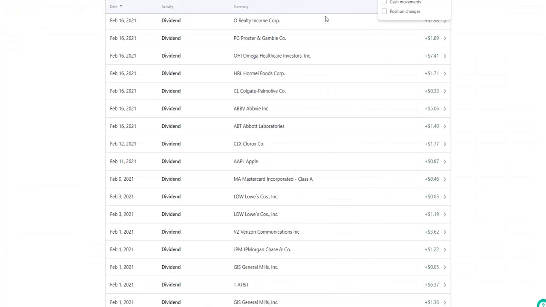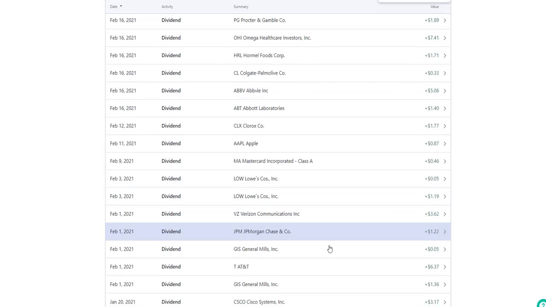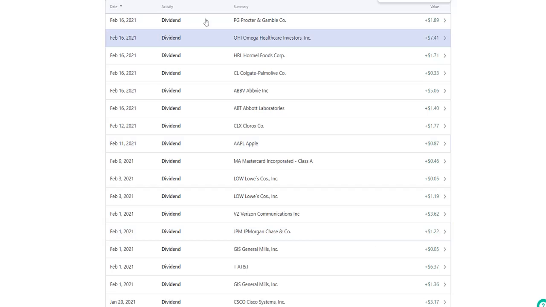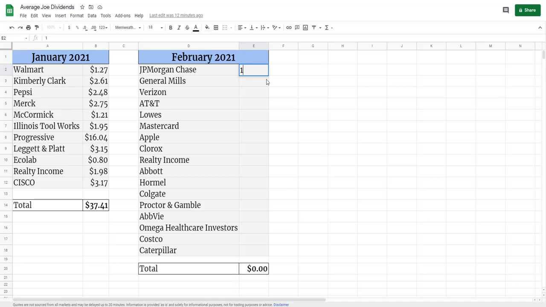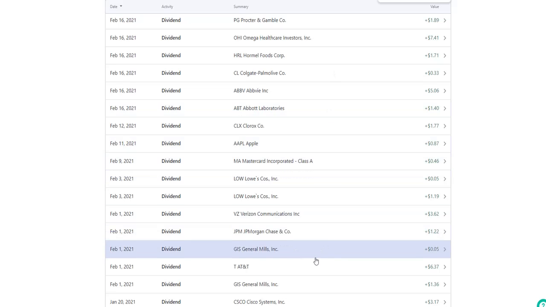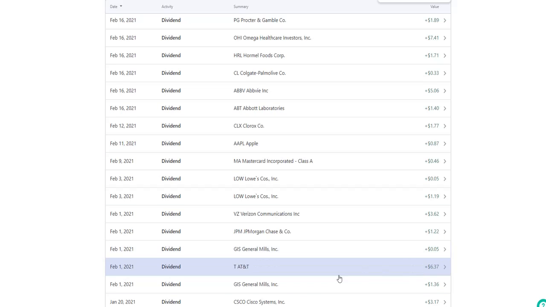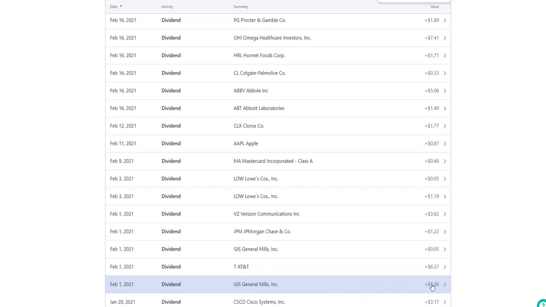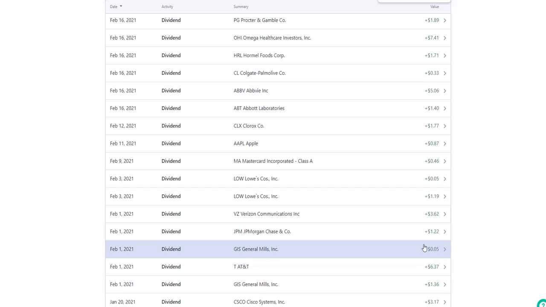Hopefully this isn't too tedious, but let's see here. JP Morgan, we got $1.22. We'll go to General Mills. For some reason, it's split the dividend into two. So we have $1.36 plus 5 cents, so we have $1.41.